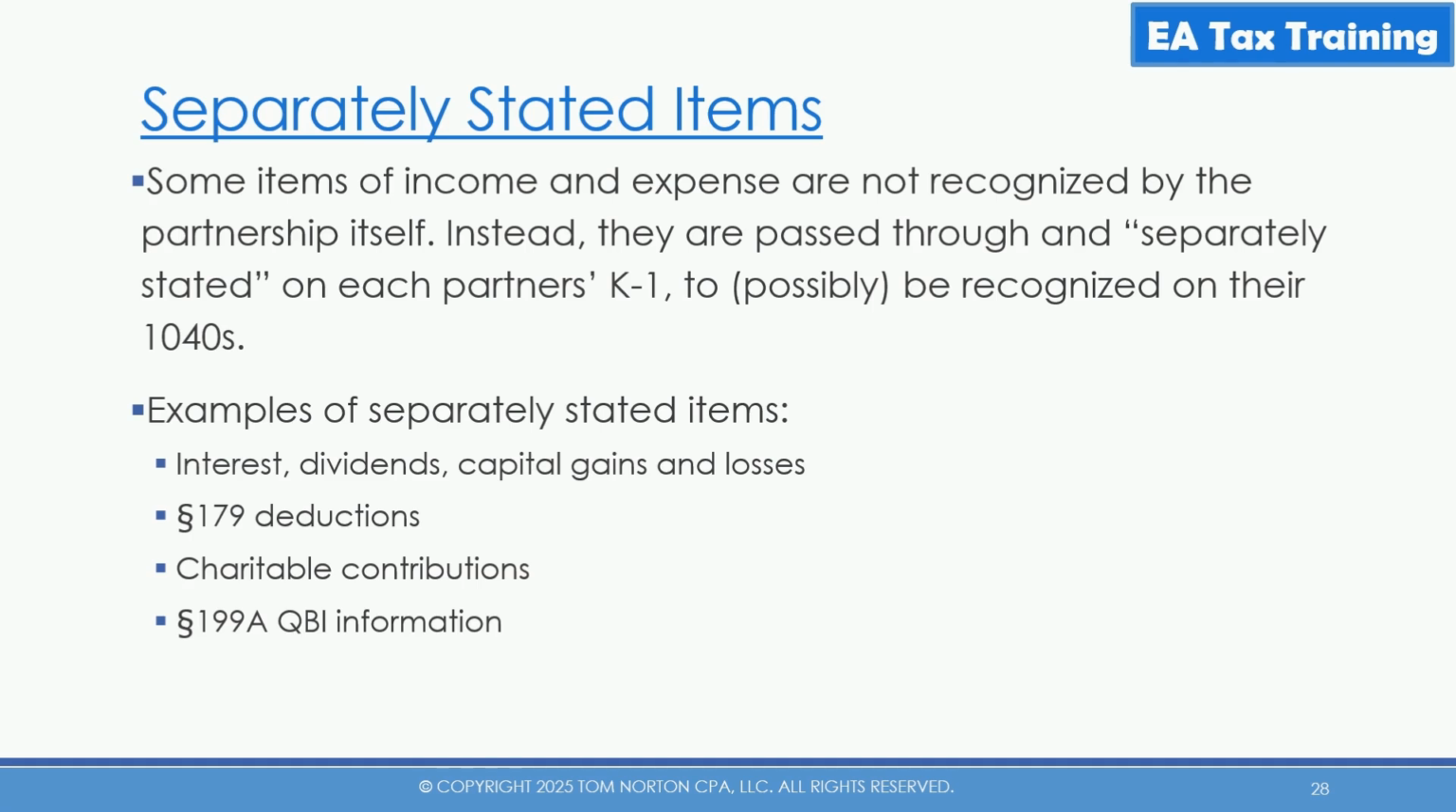Some examples of these separately stated items: portfolio income, interest, dividends, capital gains, and losses. Remember, those are not included in the income section of the partnership return. Those are separately stated items. Section 179 deductions that we talked about in the previous videos are not included in depreciation expense on page 1 of the 1065. Those are separately stated. Charitable contributions, separately stated. And then also all of the information needed for that QBI deduction that we talked about in part 1 will be separately stated on each partner's K-1.